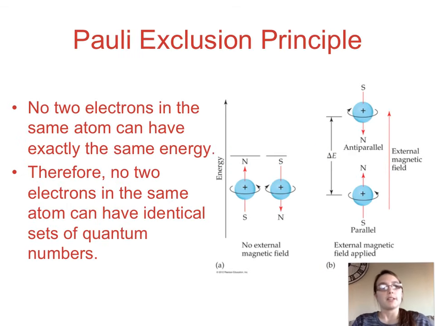Before we talk about electron configurations, I just want to continue our discussion with quantum numbers. The Pauli exclusion principle states that no two electrons in the same atom can have exactly the same energy. What that means is no two electrons in the same atom can have identical sets of quantum numbers. This is why we focus on m sub s, that most specific fourth quantum number, which tells us the spin. Because no two electrons can have the same set of quantum numbers, we have the two values of m sub s: +1/2 and -1/2.